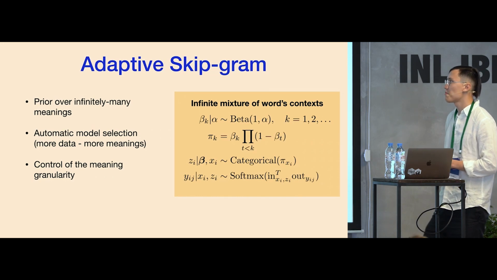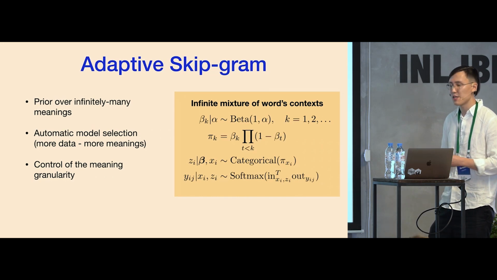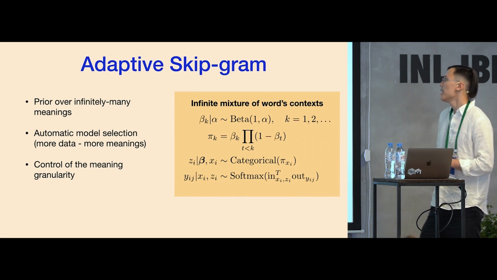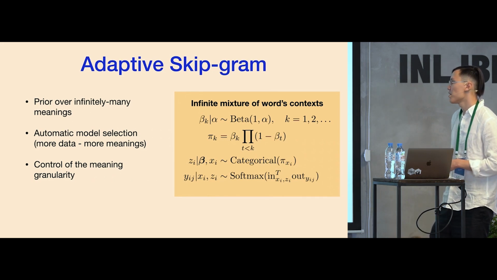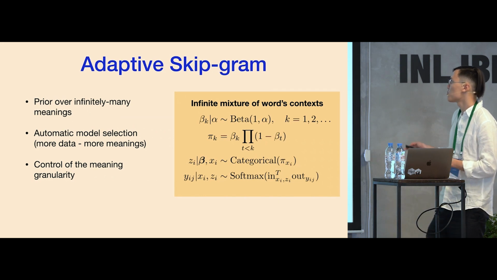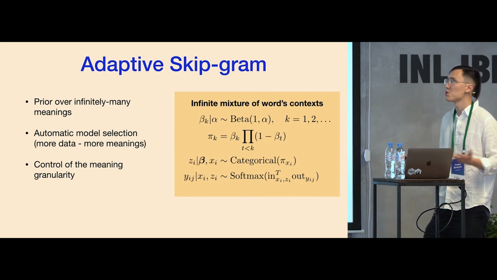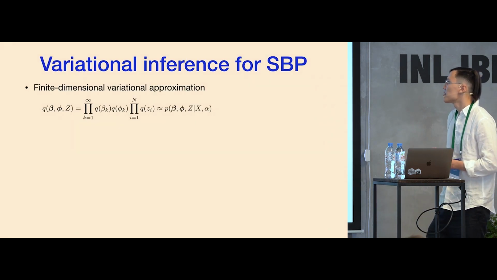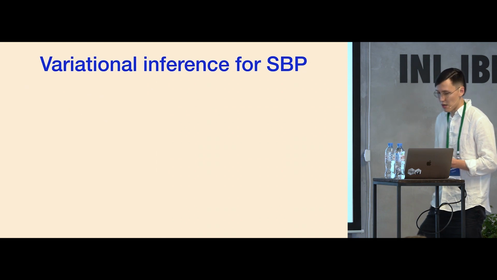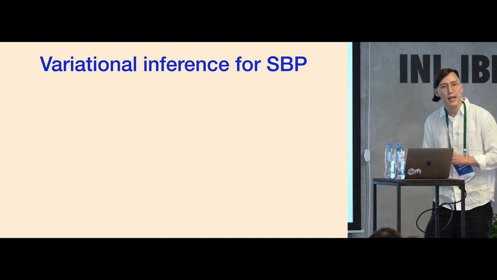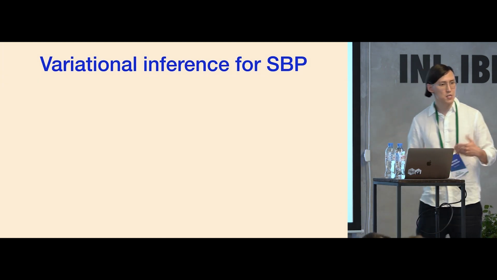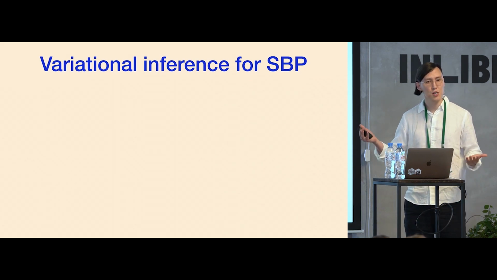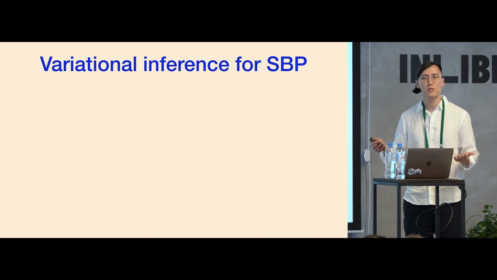We can automatically perform model selection because we have a very good prior that does not allow us to do stupid things. And we have control of meaning granularity. We have this hyperparameter alpha that we can use to choose how many meanings we want to have a priori. And there is only one issue now. We have an infinite model, and if we want to derive a stochastic variational inference algorithm for it, it looks like we have to deal with infinite dimensional things. Well, infinite dimensional things will not... yes?